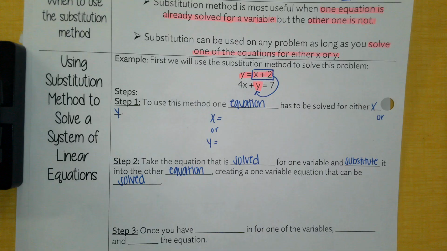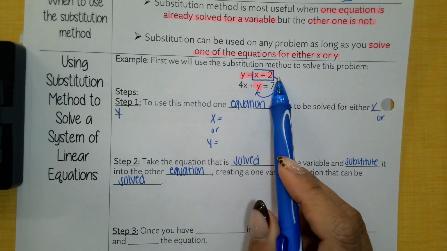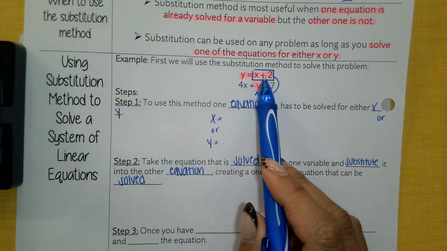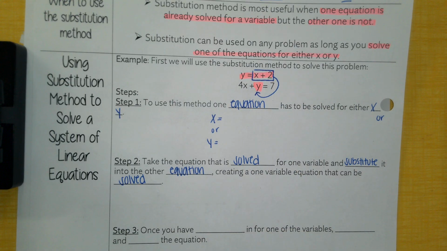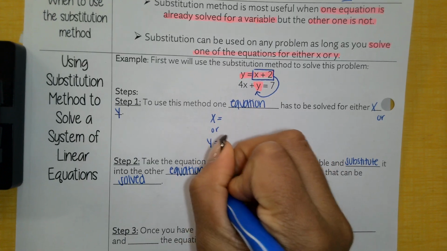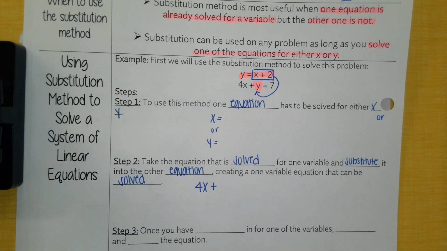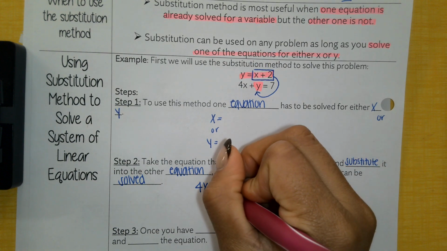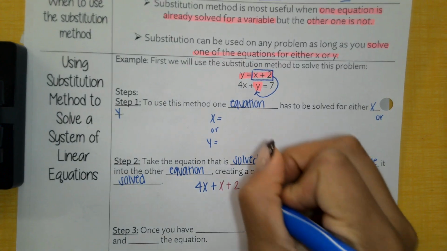Pretty much what we're doing is we're replacing the y in the second equation because the first equation is already solved for y. We have y equals, so that means that y is going to be replaced with x plus 2. That makes it easier for us to solve for one variable. So we have 4x plus, my y is going to turn into x plus 2, meaning I'm replacing the y with x plus 2, is equal to 7.